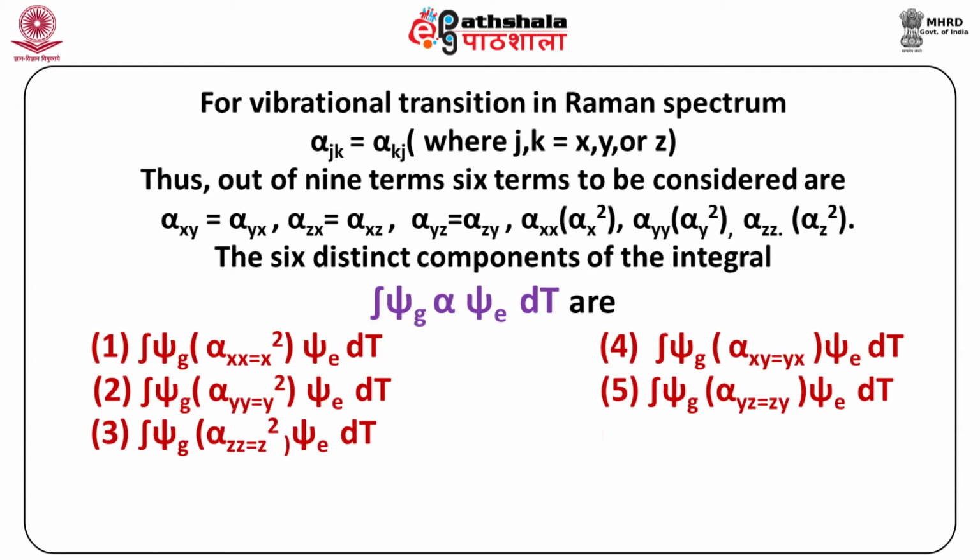Alpha xy is equal to alpha yx, alpha zx is equal to alpha xz, alpha yz is equal to alpha zy, and then alpha xx or alpha x square, alpha yy or alpha y square, alpha zz or alpha z square. Thus, there are 6 distinct components of the integral psi g alpha psi e dt, and these integrals are given here numbered 1, 2, 3, 4, 5, 6.